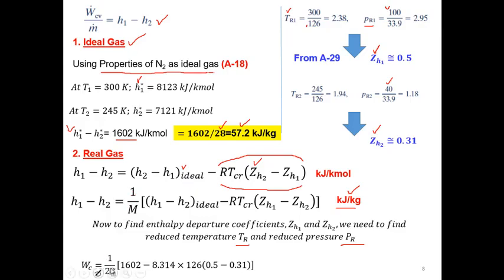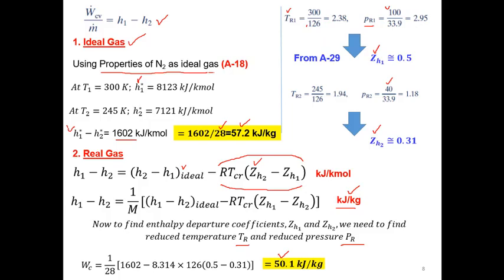So once we have all these values, the remaining step is just to put in the values: we know 1 by 28, and H1 minus H2. We already calculated that using an ideal gas, right? This one minus, and we know the value of R, 8.314. We know the critical temperature of nitrogen, and ZH1 is 0.5 and ZH2 is 0.3. If you simplify, the value comes out to be 50.1 kilojoule per kg. So this is the work output of the nitrogen as a result of the expansion in the turbine.